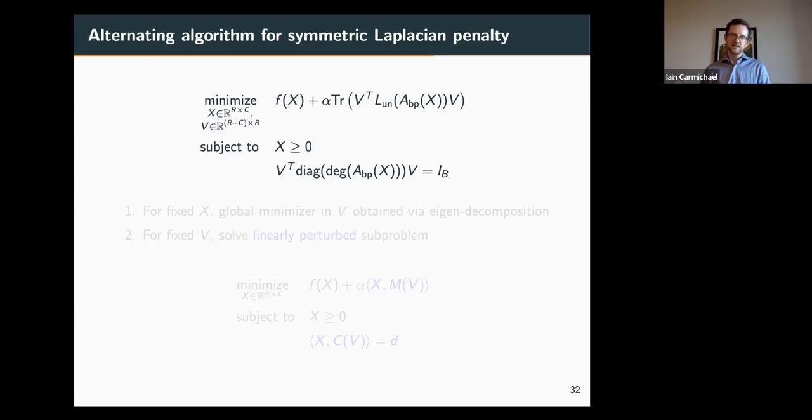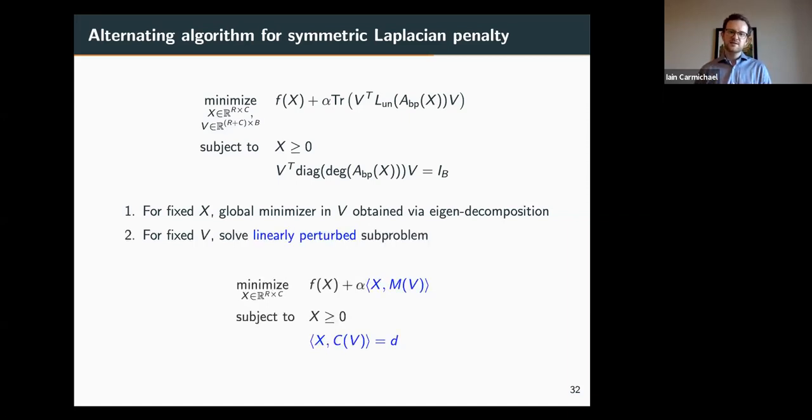And this problem is nice for two reasons. We're gonna use alternating algorithms to solve this problem. We're gonna alternate between updating X and updating V. And so if X is fixed, a global minimizer in V is obtained through an eigendecomposition. So not too hard. Now, if V is fixed, we have to solve a linearly perturbed subproblem.